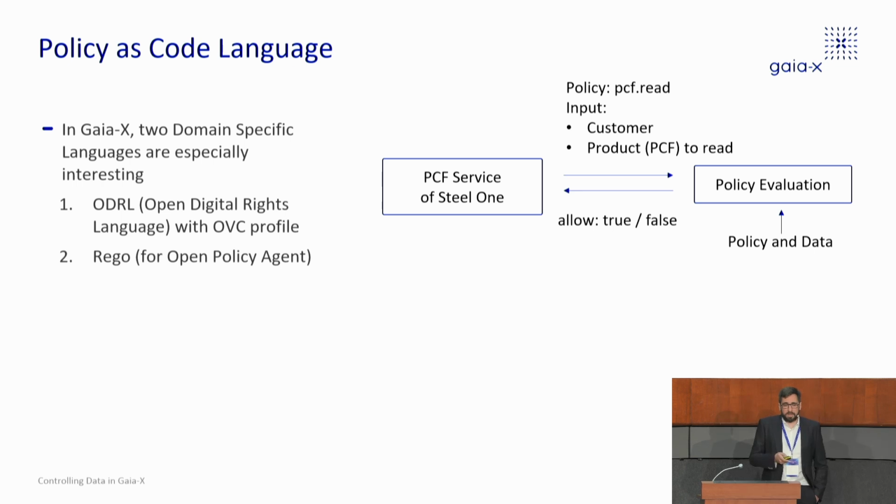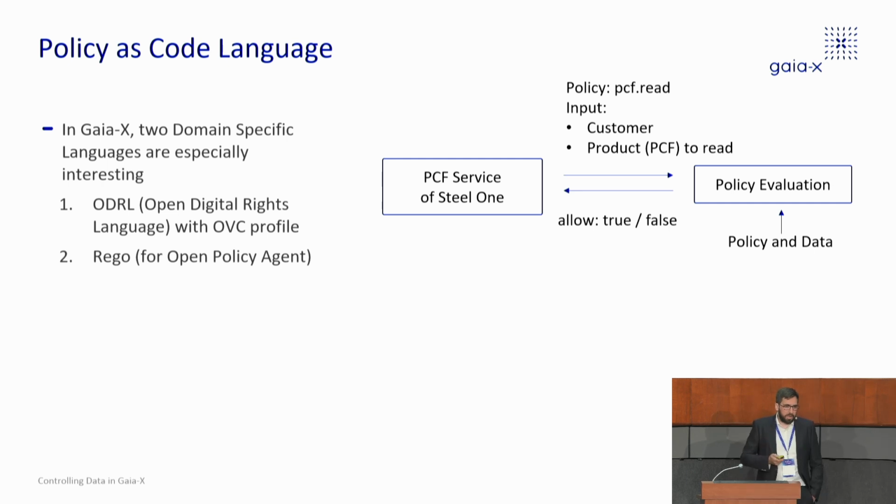So if you look at this service that calls the policy evaluation service, it basically gives it information. It tells it what policy it wants to be evaluated, and it gives it input. In this case, information about the customer and also the product it wants information from. Then the policy evaluation service itself has the policy stored there and some data, and then it evaluates it. It gives back to the service information like allow: true or false.